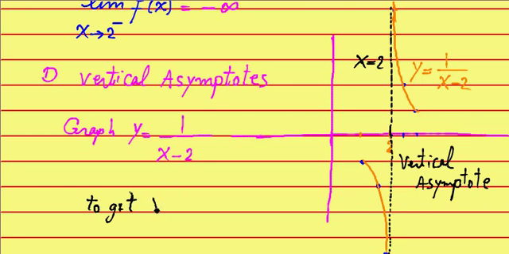We're going to abbreviate vertical asymptotes with VA. So to get vertical asymptotes, set denominator equal to 0 and solve. There's a lot more to say, of course. Again, this is a simplified description. The world is a lot more complicated than that.